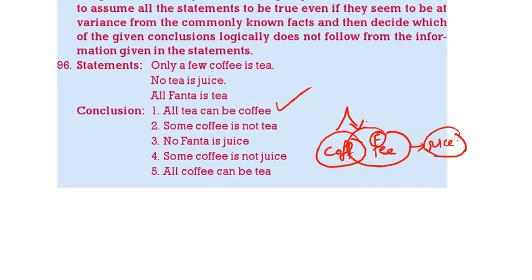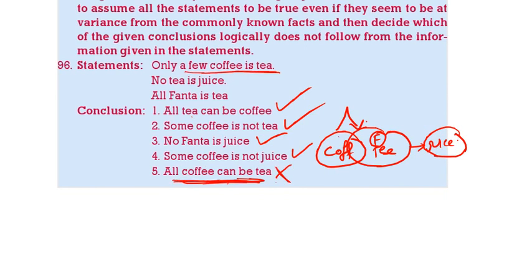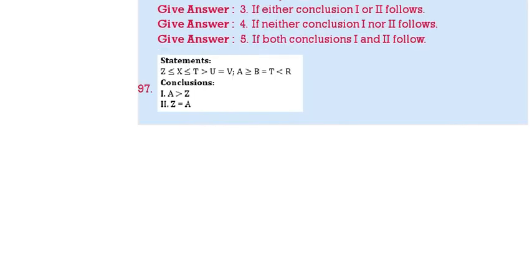Some coffee is not tea. Here it is given only few coffee is tea, which means some coffee is tea and some coffee is not tea, so it follows. No Fanta is juice, that also follows. Then some coffee is not juice, that also follows. All coffee can be tea will not follow. Why? Because only few coffee is tea, so all coffee can be tea does not follow. So the fifth one does not follow. 5 is our answer.